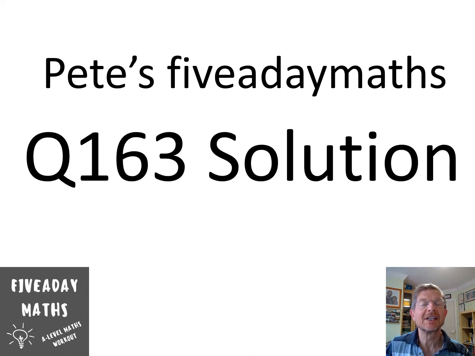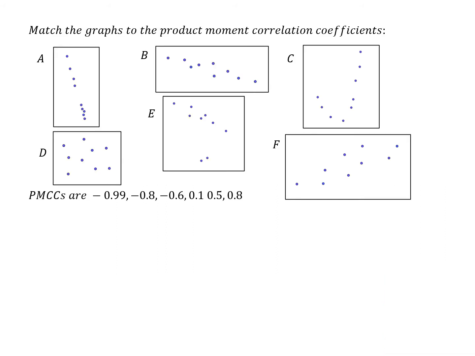So this question is testing our understanding of what is meant by the product moment correlation coefficient. What does it actually measure? To answer the question straight away, the product moment correlation coefficient measures how close the points are to a straight line. This is linear correlation.